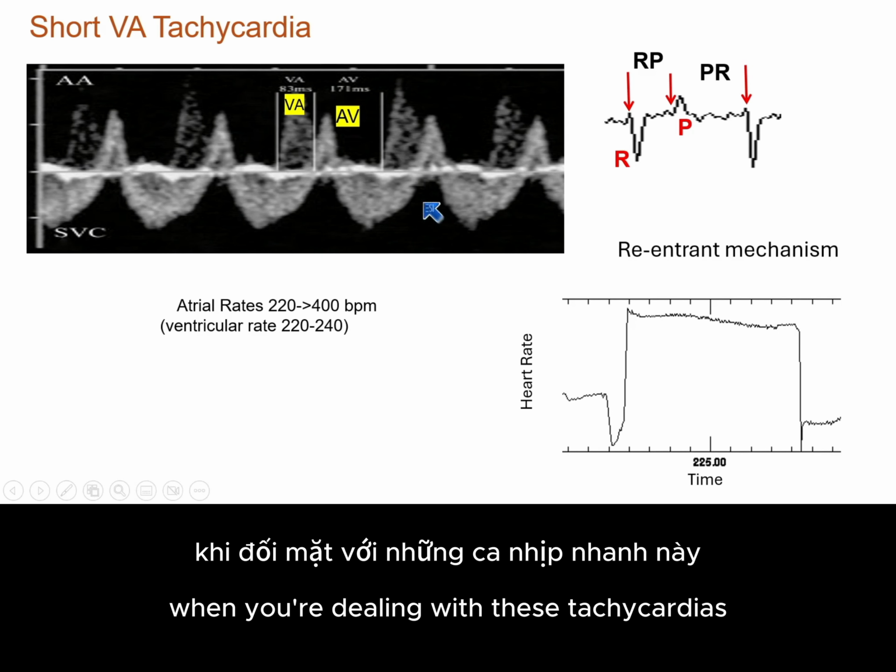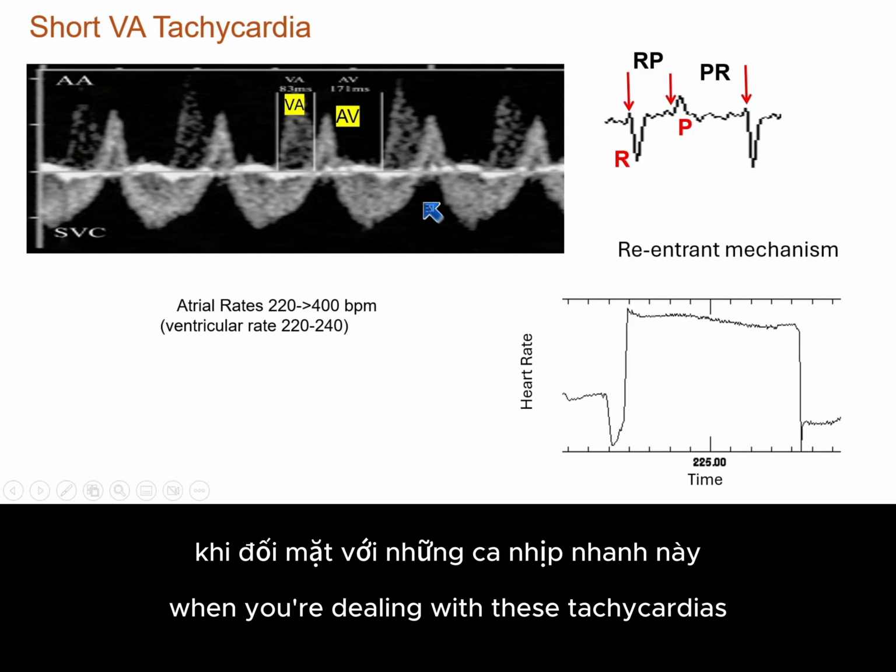So this would be a short VA tachycardia. It corresponds to the EKG seen here. And then this is going to be a reentrant mechanism, so rapid stop, rapid start. The long VA tachycardias are usually an automatic mechanism, and you measure them the same way.